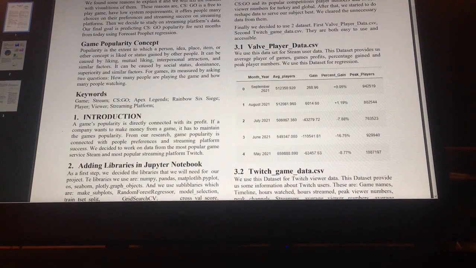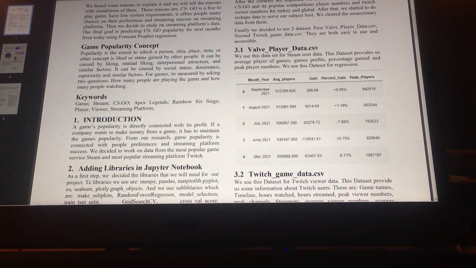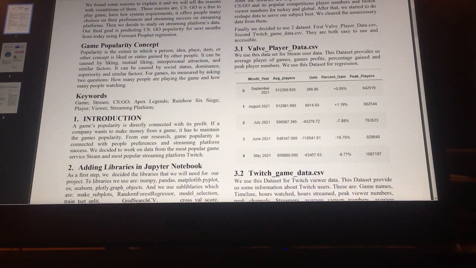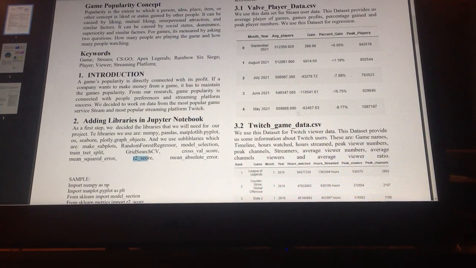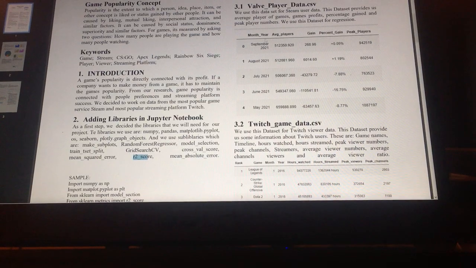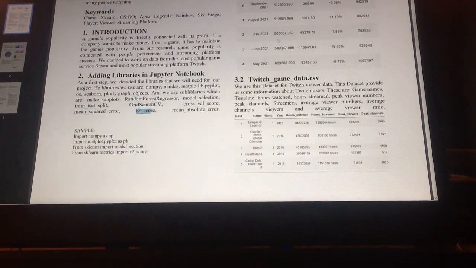First dataset is the whole player data, that's a CSV. We use these datasets from Steam users' data. This dataset provides us the average players of games, game names, game gains, and percentages, such as in this you can see the gain of the number 0. This is a cut from a part of this dataset.